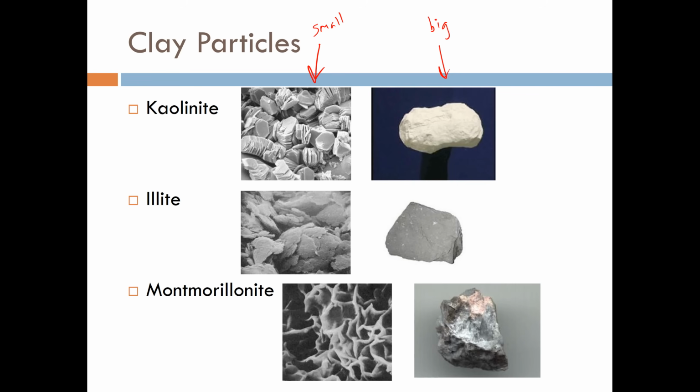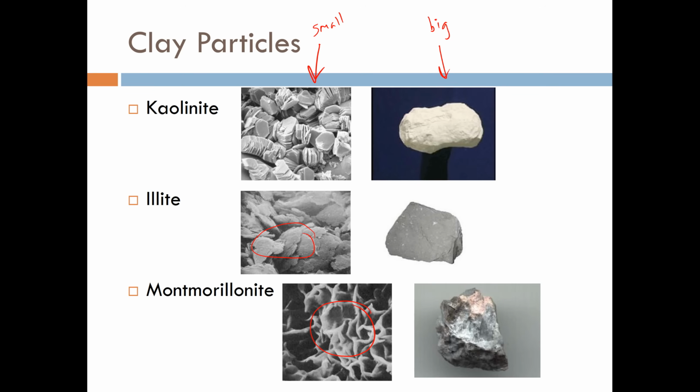Illite is a mineral that also is pretty flaky, as you can see, but the flakes tend to be larger and a little more separated. Now look at montmorillonite. It almost looks like a honeycomb. You don't see individual flakes or particles, but you do see a lot of void space. And that goes to describe a lot of the behavior of the clay mineral.